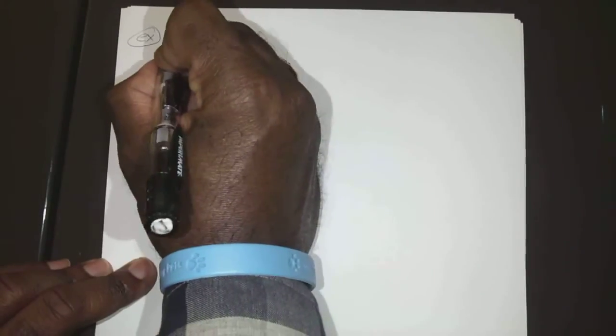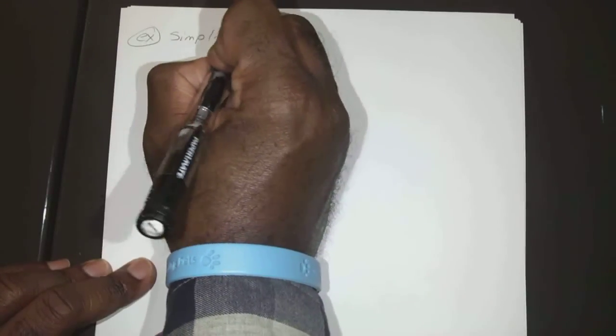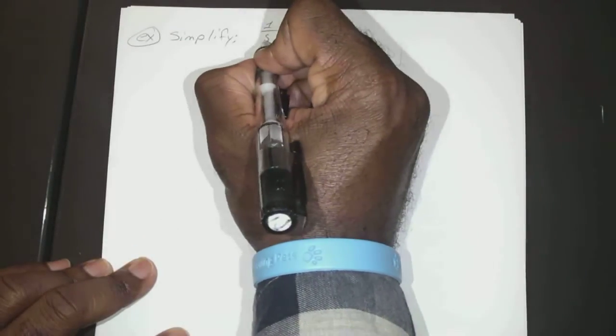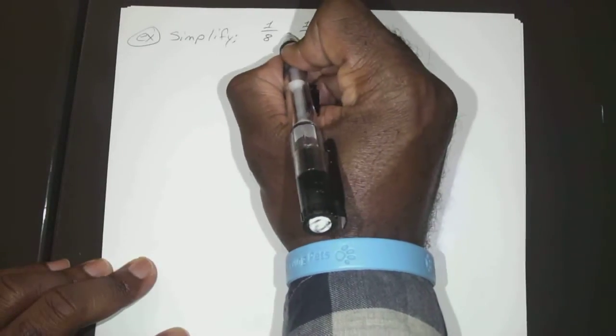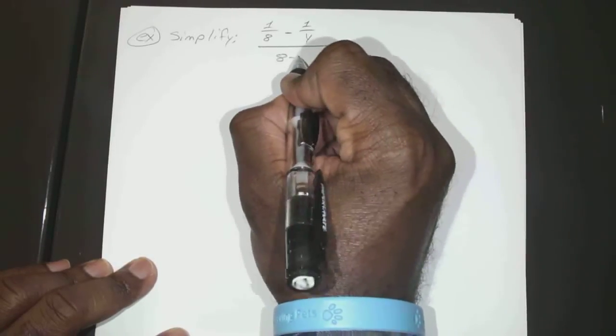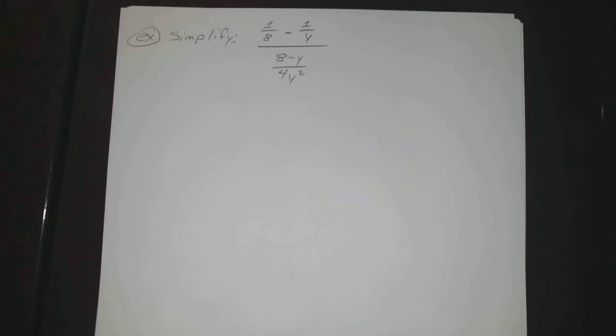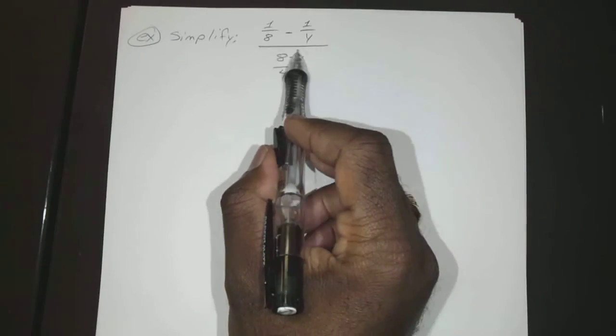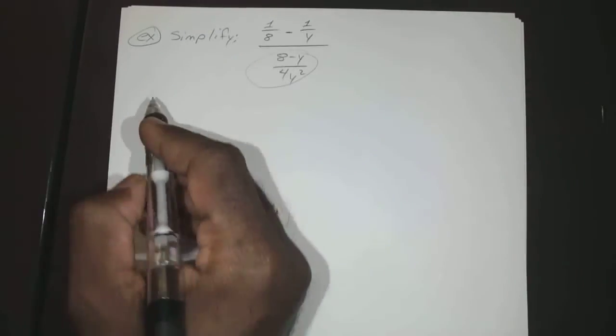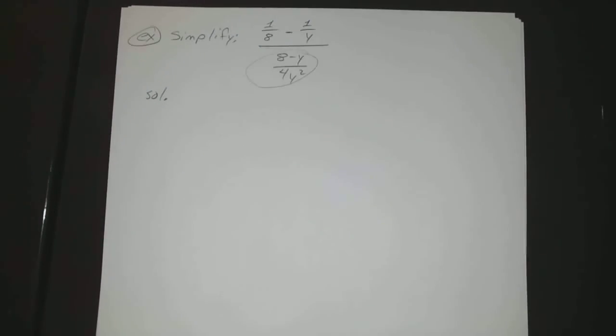So let's say we wanted to simplify 1 over 8 minus 1 over y, divided by 8 minus y over 4y squared. Now remember, the goal is to have a single fraction in your numerator and a single fraction in your denominator. You already have a single fraction in the denominator, so you don't have to do anything there. All you have to do for your first step is subtract your numerator. And I'll let you start on this one.